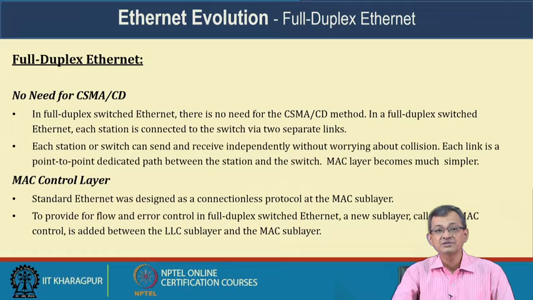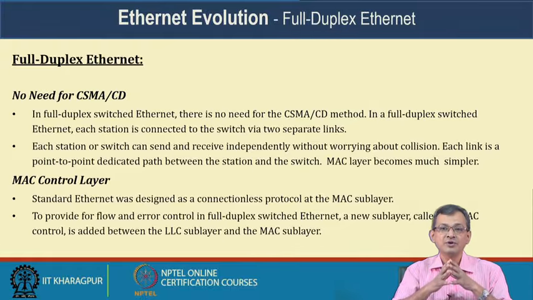In a full duplex switched Ethernet, each station is connected to the switch via two separate links, right. So, we have a transmit line and a receive line. Each station or switch can send or receive independently without worrying about collision. Each link is a point-to-point dedicated path between the station and the switch, and the MAC layer becomes much simpler in this case, because it does not have to take care of collision avoidance and collision detection.